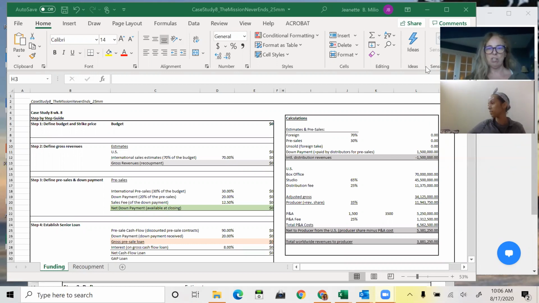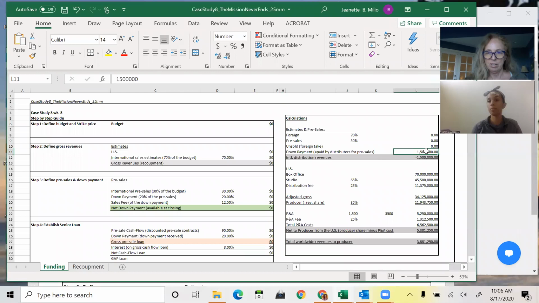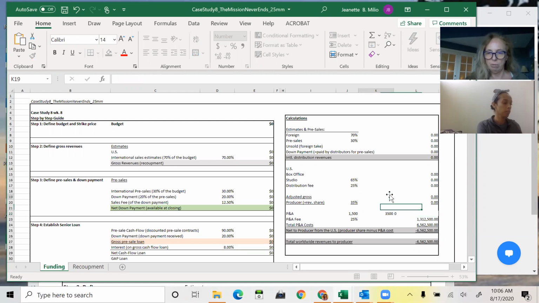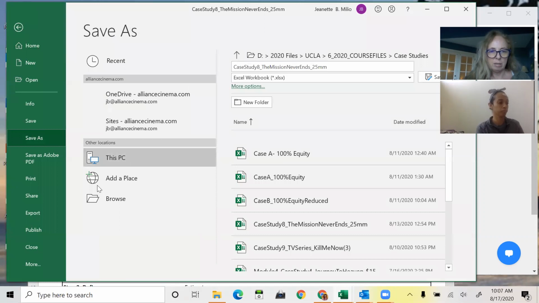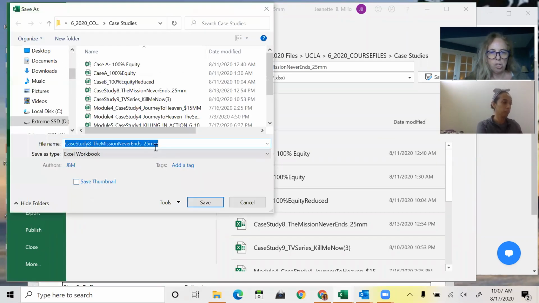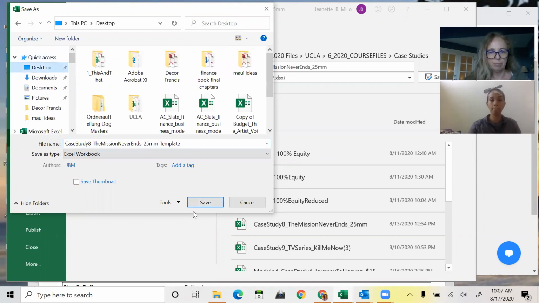So just for everyone watching this, we're going to do case study 8, and we're going to start from scratch. I should zero all this out, so that we start from 0. Zeros everywhere. 0, 0, 0, 0. Everything is 0. I'm going to go to file and save that as a template on my desktop, so I find it later again.